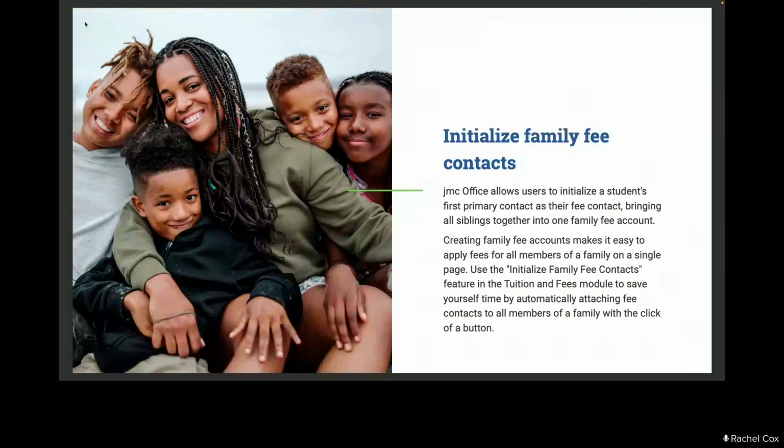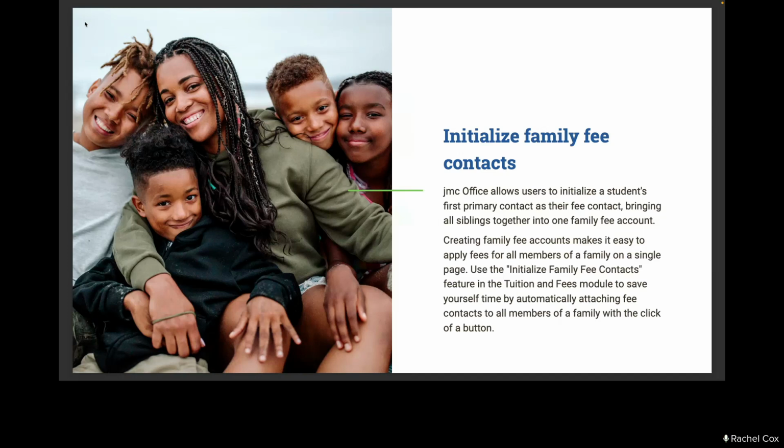First, we're going to talk about initializing your family fee contacts. This is a super simple step that you do at the beginning of each year, or anytime you have a new family joining. JMC Office allows users to initialize a student's first primary contact as their fee contact, bringing all siblings together into one family fee account. Creating family fee accounts makes it easy to apply fees for all members of a family on a single page.